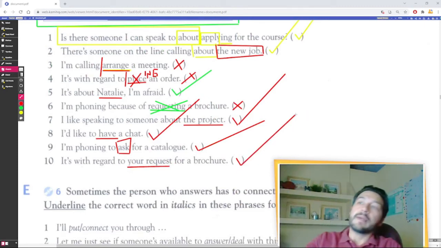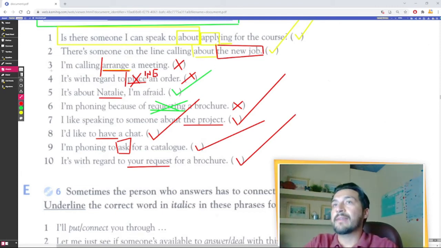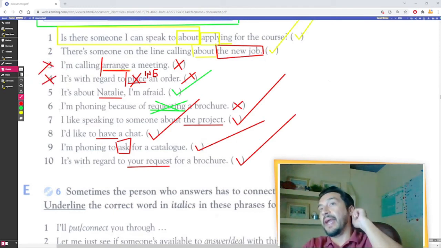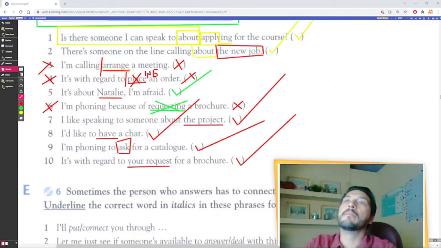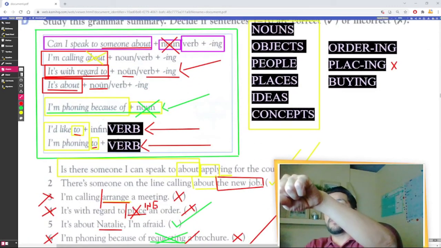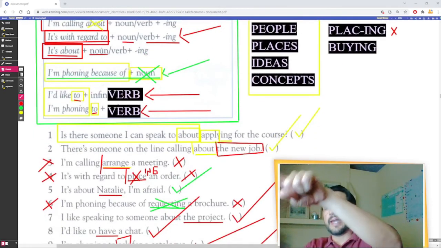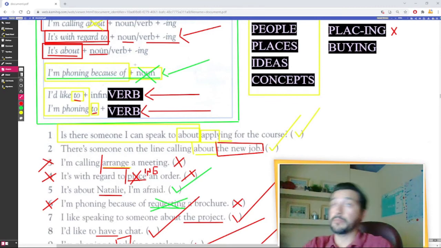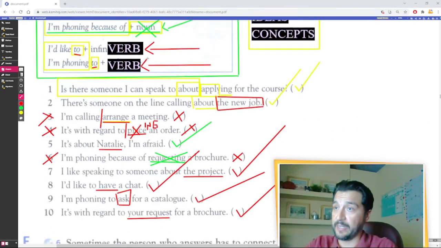So, incorrect, number 3, number 4, incorrect. And number 6 too. Make sure you check number 3, number 4, and number 6 with your table with the formulas up here and understand why number 3, number 4, and number 6 is incorrect.